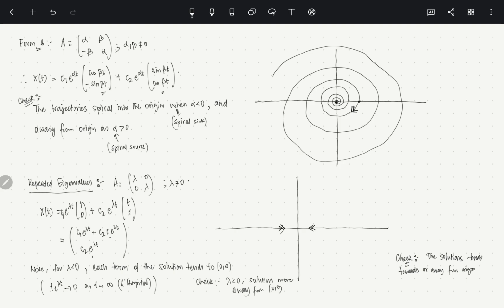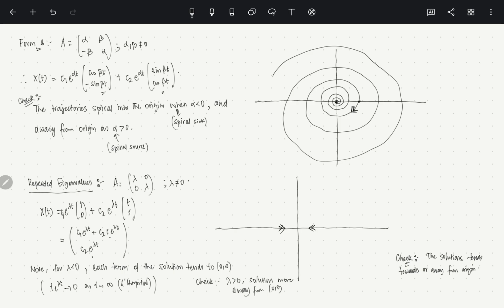Why do the trajectories tend towards and away from the origin? See, C1 and C2 are both non-zero, let's say, but lambda can be positive or negative, right? If lambda is negative, of course they tend towards 0, 0. If lambda is positive, they move away, right? So that is always there.